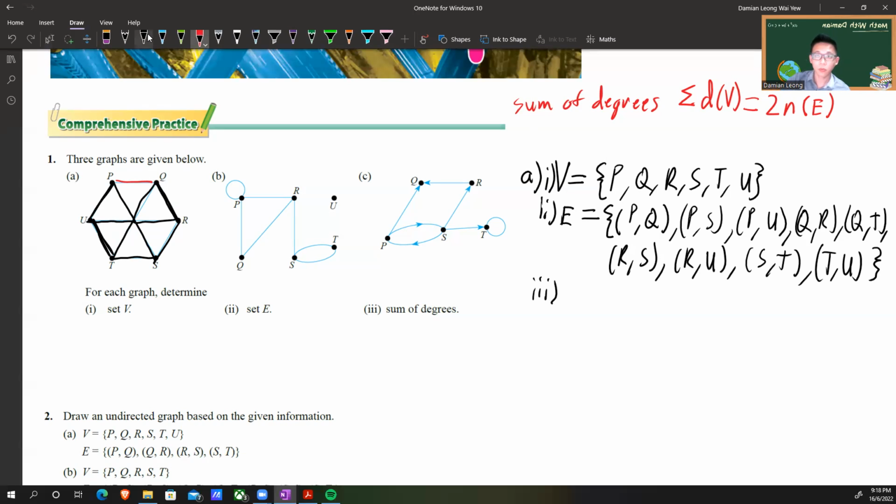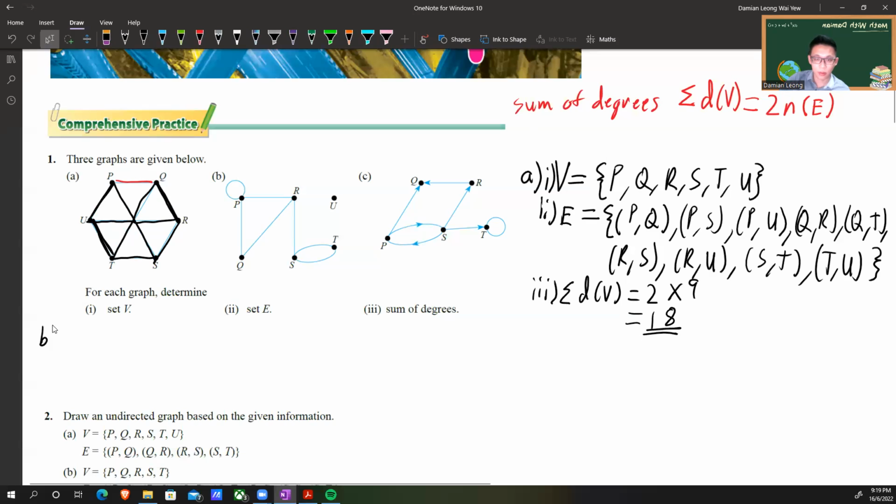Okay. So for the sum of degrees here, I can just take 2 times the number of edges. Each of these brackets is 1 edge, so in total there are 9. So 2 times 9, I'll get 18. So the sum of degrees will be 18. That's part A.